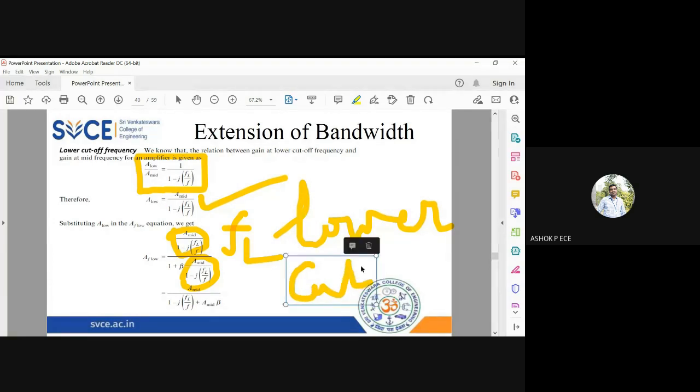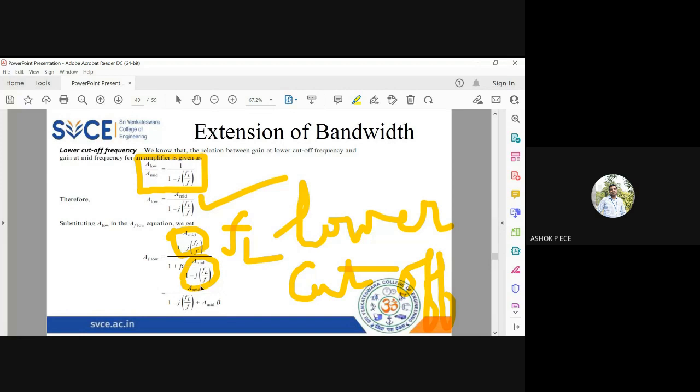I told you that for finding out the effect on bandwidth, I need to find what is the effect on FL, and what is the effect on FH. So FL is going to be the lower cutoff frequency. Okay, so I'm substituting A low as A mid by 1 minus J FL by F, divided by 1 plus beta into A mid by 1 minus J FL by F. So take LCM, simplify everything, multiply all the terms.